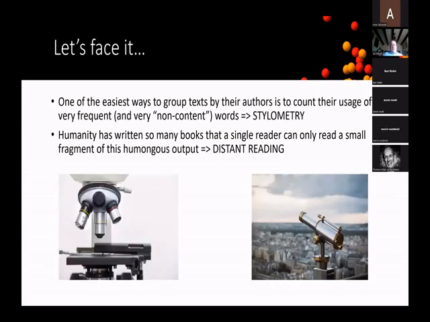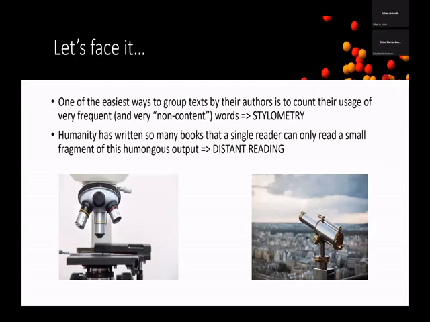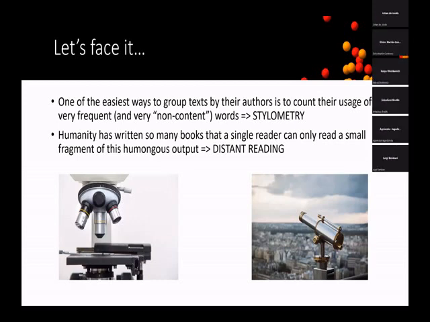Now, in other words, we're speaking here of two approaches. One, stylometry, might seem like the microscope of computational literary studies. Distant reading, on the other hand, can be symbolized by the telescope. I hope I'll be able to show you how we can put the microscope and the telescope together to look at things we call culture or texts or whatever.